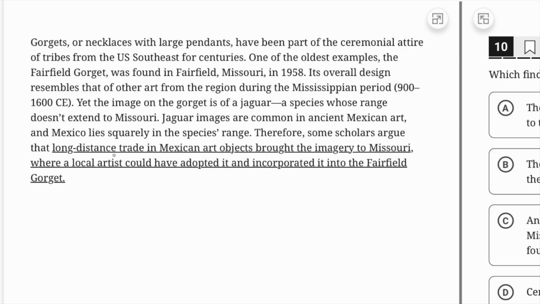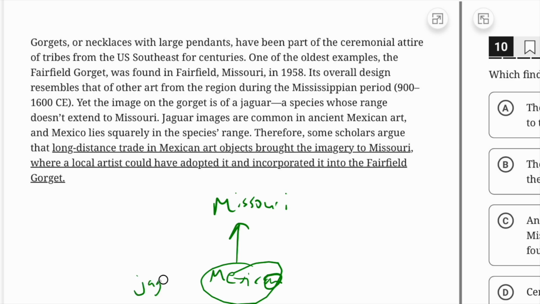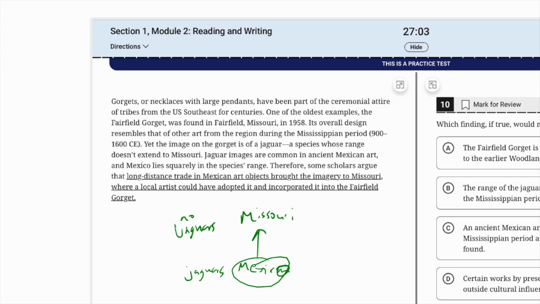Therefore, some scholars argue that long-distance trade in Mexican art objects brought the imagery to Missouri, where a local artist could have adopted it and incorporated it into the Fairfield gorget. So we have jaguars down here, no jaguars up here, and they're not saying that jaguars were imported, but rather that an image of a jaguar was imported. So something that would support that.